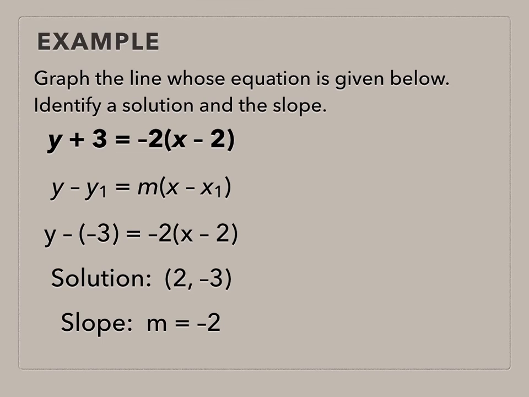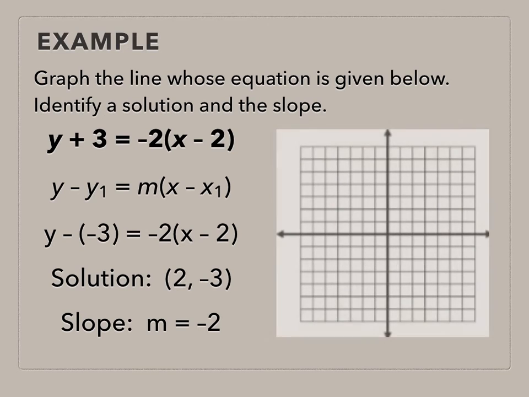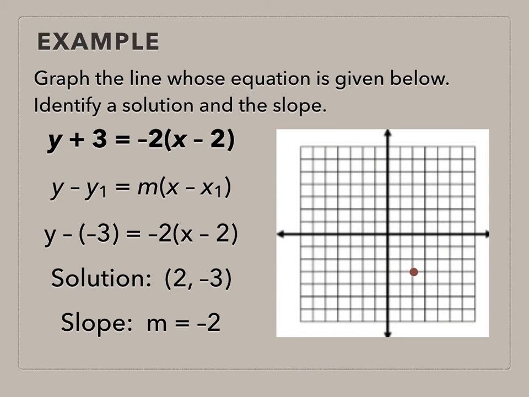The x1, y1 is 2, -3, and the slope is -2. Now that I have the point that it goes through, I can graph that point. I know the slope is -2, so let's go down 2 and to the right one, or up 2 and to the left one, and we can graph the line.